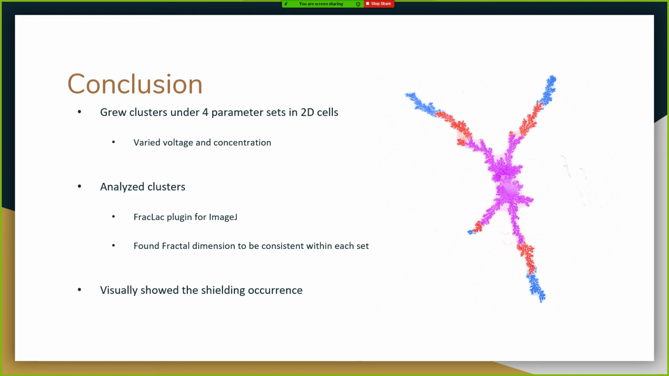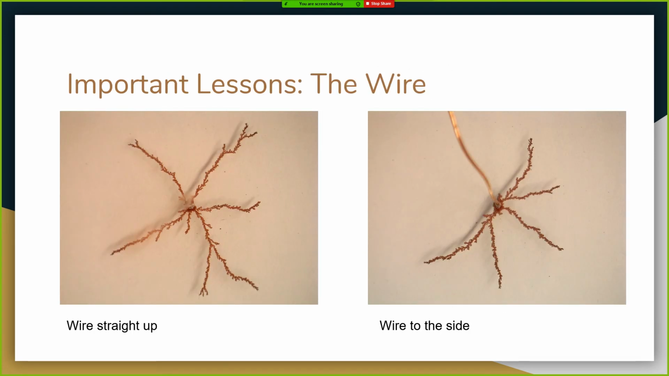So I included that growing these clusters was a bit of an art that took some time to get used to. These are just two images I took pretty early on, I think one of the first couple days, where I was like, these are good images to analyze, where the wire ended up being way more of an issue than I thought it would. I tried a couple things on the left. It's the wire straight up.